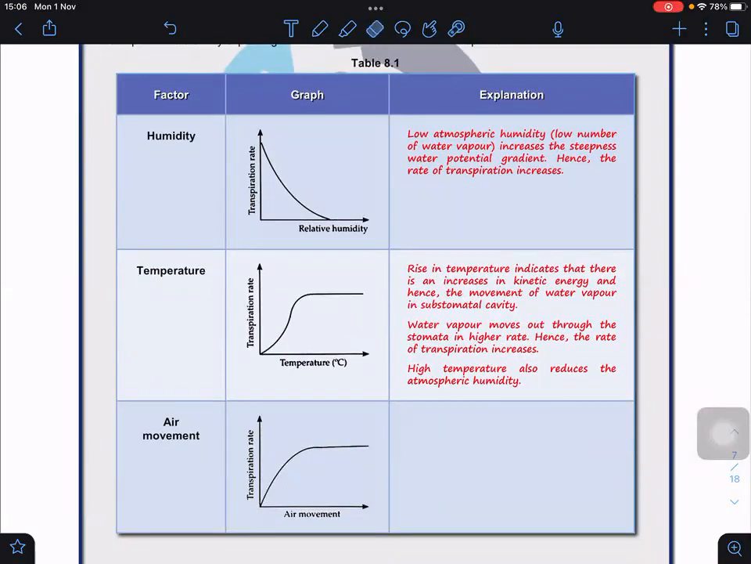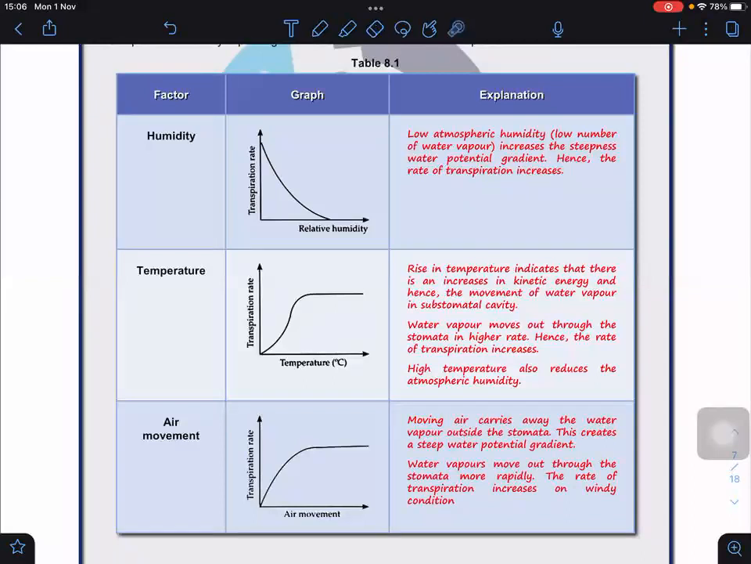Now next, how about the air movement? Air movement is something like the guards who move away the students outside of the room, so it is easy for you to move out. Try to imagine air movement is like the guard or the discipline teachers moving outside the classroom. You guys cannot stay outside. You must follow SOP, so the students are removed from outside the classroom. Easy for you to go out, right? So air movement reduces the humidity. In this case, moving air carries away the water vapor outside the stomata. This creates a steep water potential gradient. So the rate of transpiration increases in windy conditions.